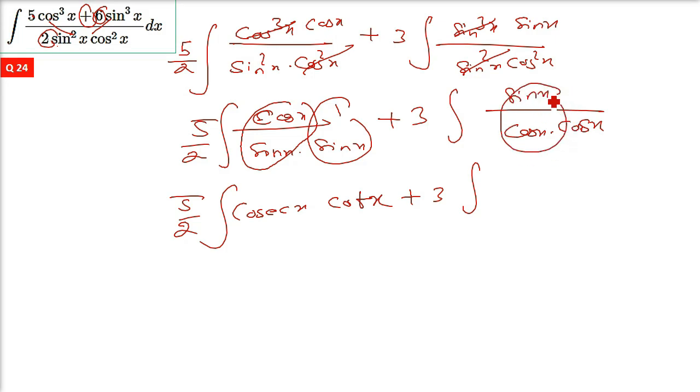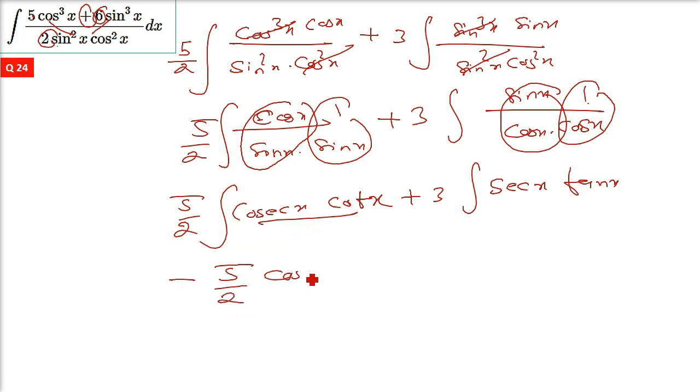Sin by cos is tan. 1 by cos x is sec. So this is sec, I am writing first because we know it by now. We have done differentiation a lot. And this is the standard result as we have seen in the previous question. Cosec x cot x, so this cosec x cot x is simply minus cosec x. This is the standard result.